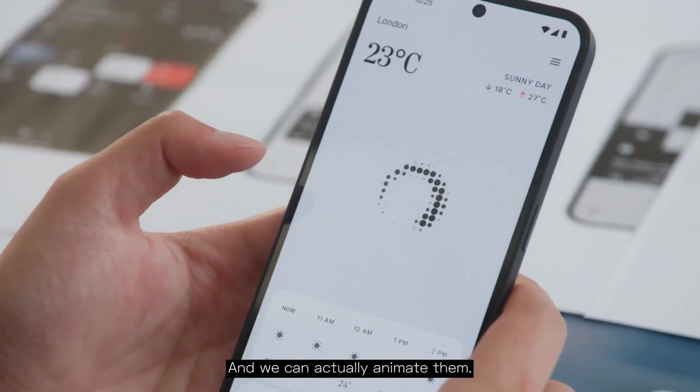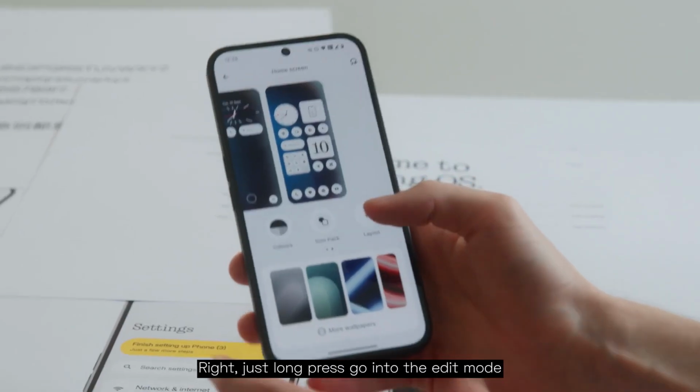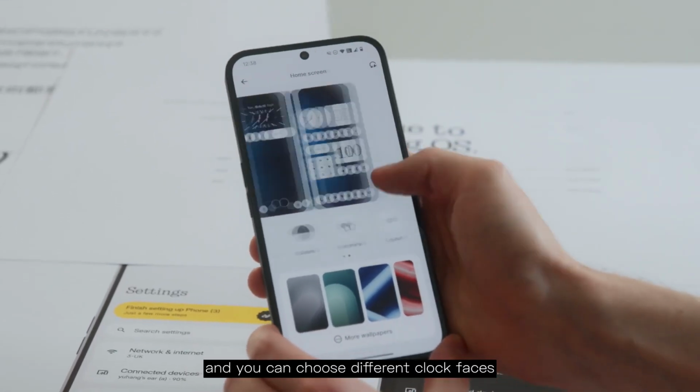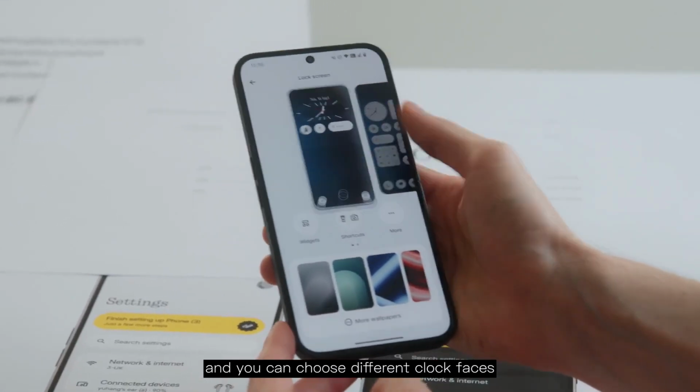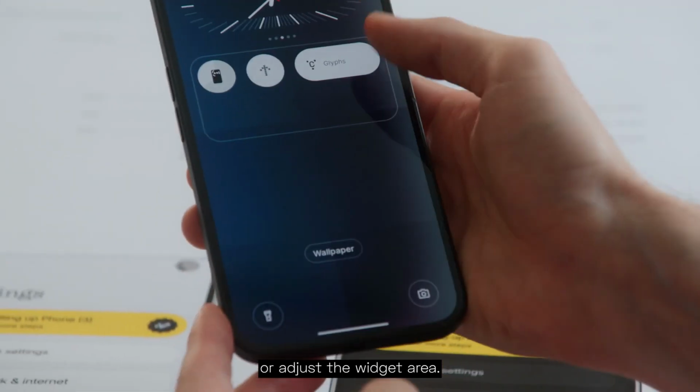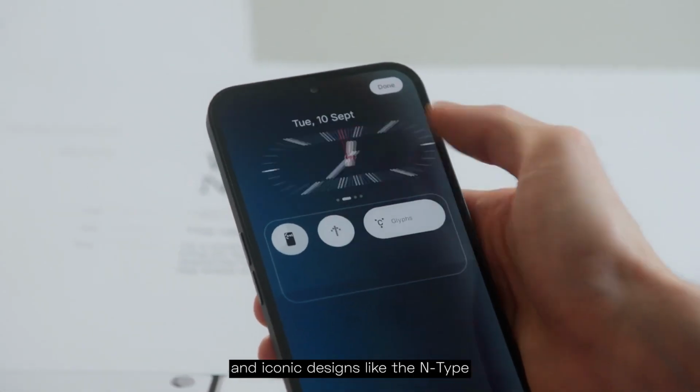What are your thoughts on Nothing OS 3.0? Did it meet your expectations, or were you hoping for more? And if you had to pick one feature that stands out the most, what would it be? Share your insights in the comments below.